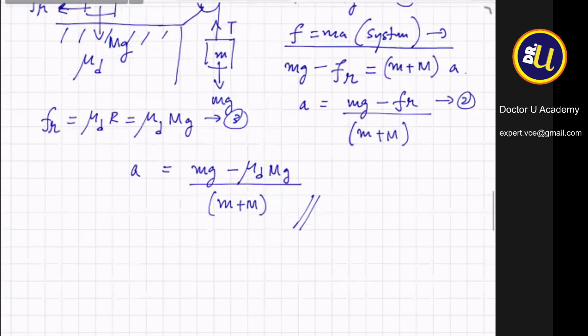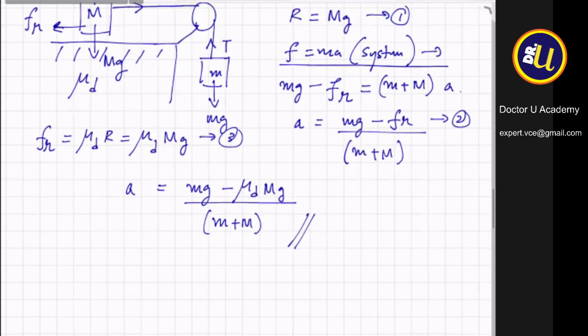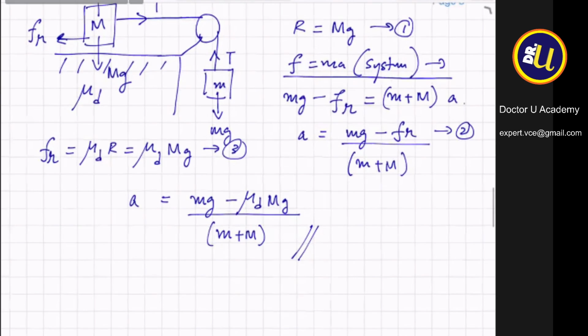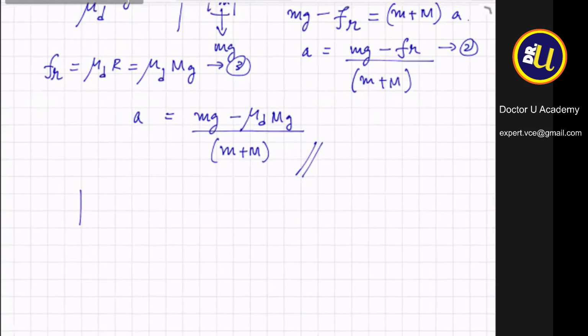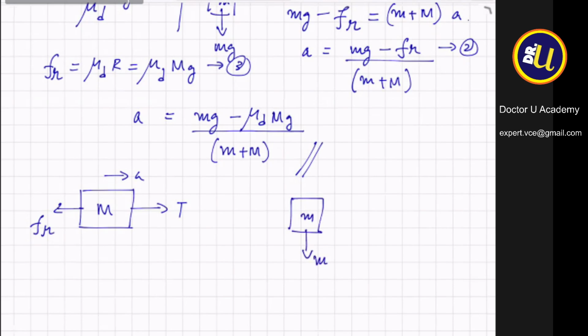Now we need to find the tension force. What we will do now is consider these masses individually. So we have T here, Fr, and acceleration this way. For the small m object, it would be mg, T, and acceleration is down.